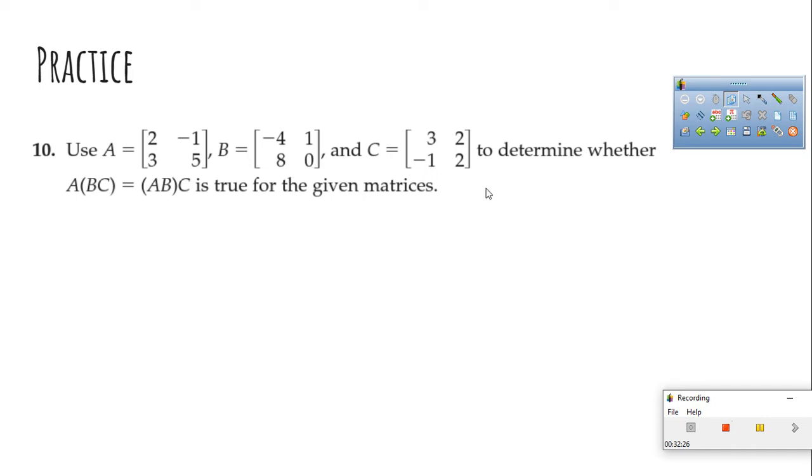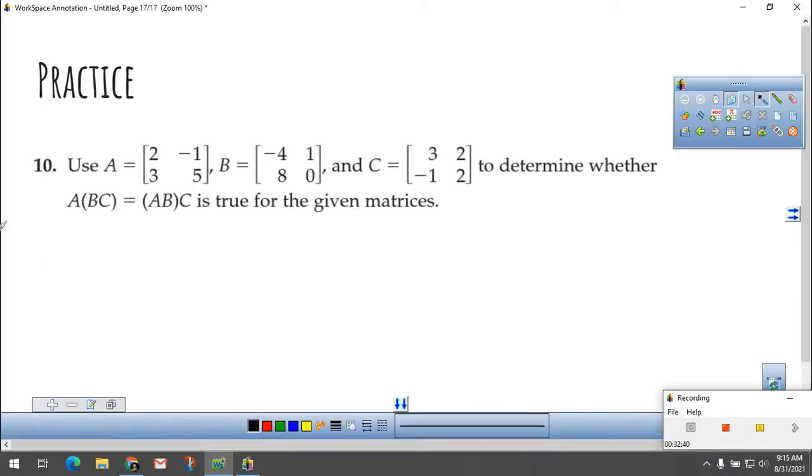Alright, number 10, it says use A, B, and C to determine whether A(BC) equals (AB)C is true for the given matrices. So it looks like it wants to determine if the associative property is true. So does it matter if I multiply B and C together first, or do I multiply A and B together first? Do I get the same answer?